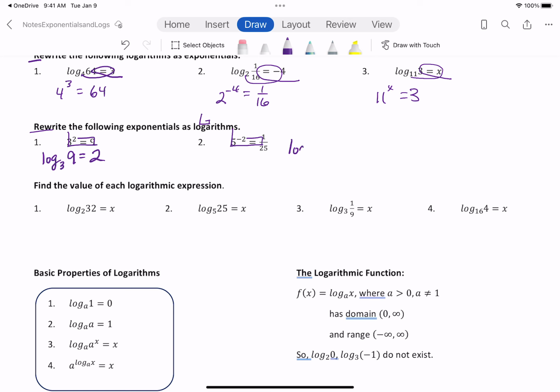So for this one, it's going to be log. The base is 5. It's of 1 over 25 is equal to negative 2.